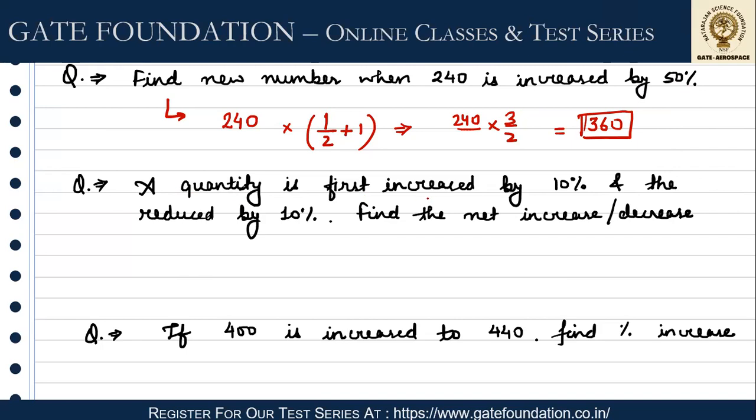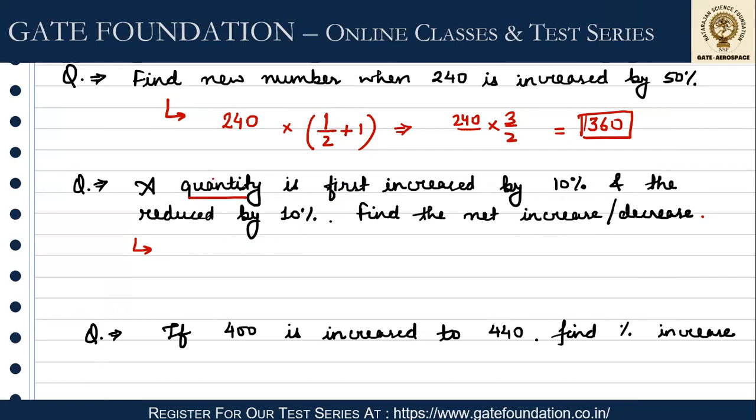Now a quantity is first increased by 10% and then reduced by 10%. You have to find net increase and decrease. ये question बहुत interesting होता है, and we oftenly say कि भाई पहले 10% increase किया फिर 10% decrease किया, so it is 0, ठीक है? But it is not 0, because the reference changes. So I'll explain it with the help of a reference.